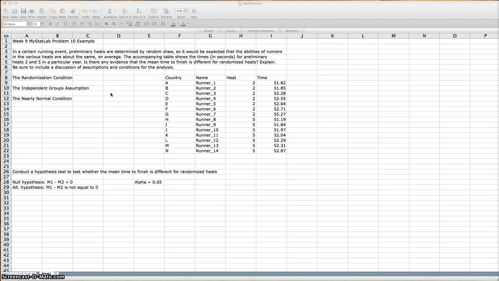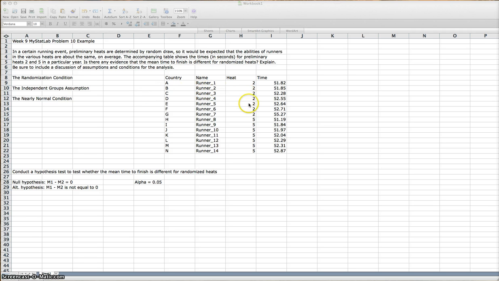So let's look at the problem. In a certain running event, preliminary heats are determined by random draw. So it would be expected that the abilities of runners in the various heats are about the same on average. The accompanying table shows the times in seconds for preliminary heats 2 and 5 in a particular year. Is there any evidence that the mean time to finish is different for randomized heats? Explain, be sure to include a discussion of assumptions and conditions for the analysis.